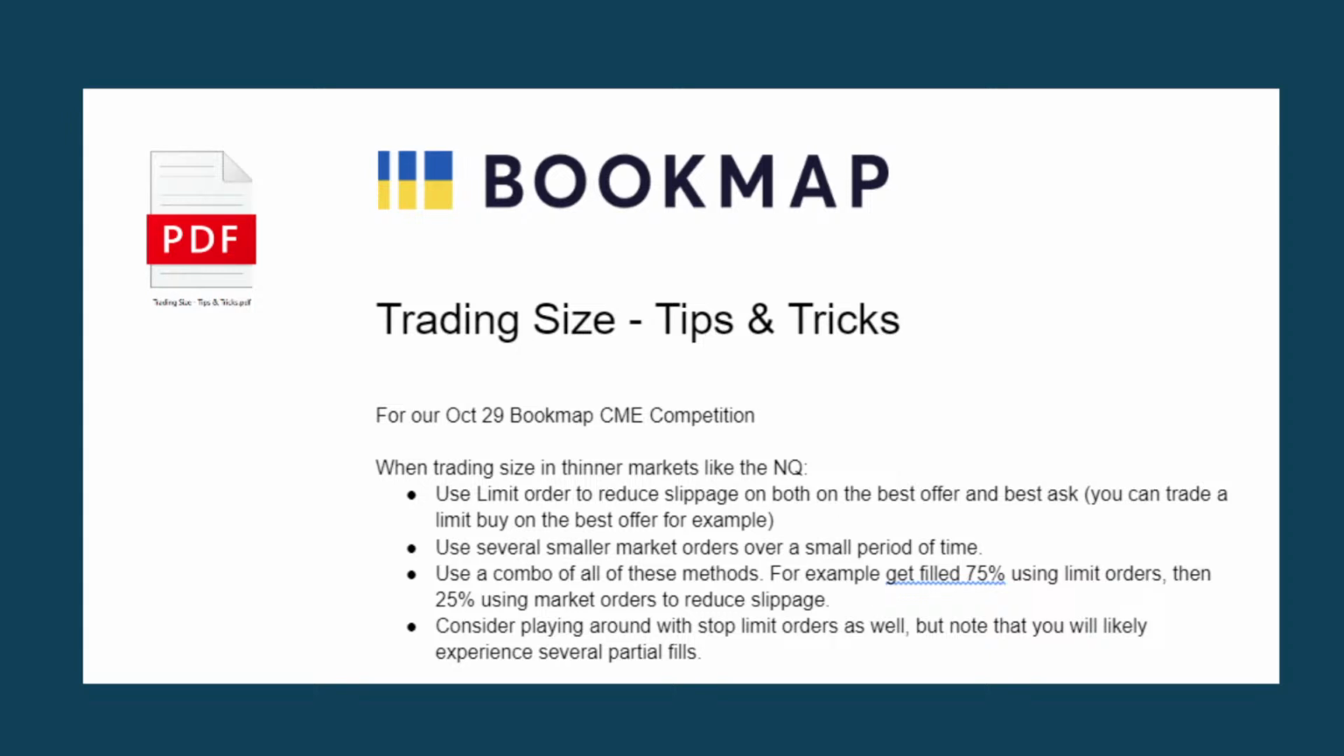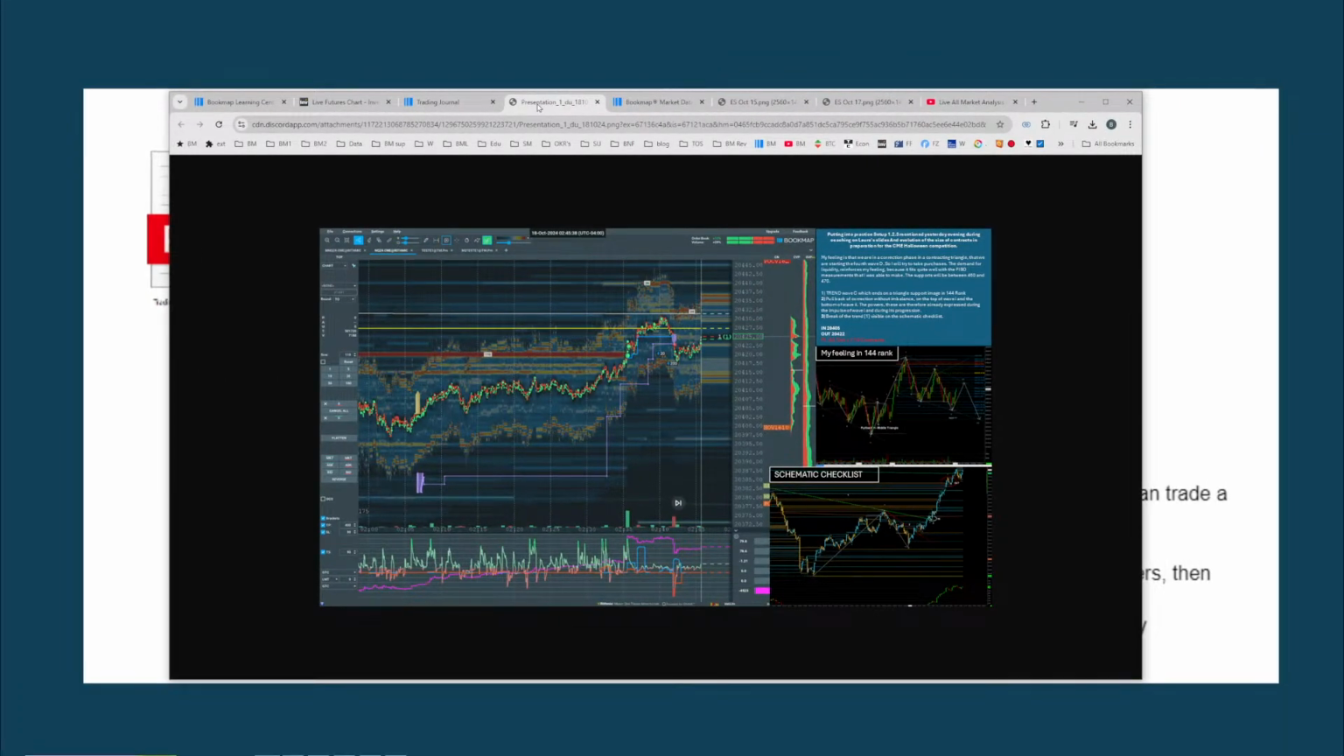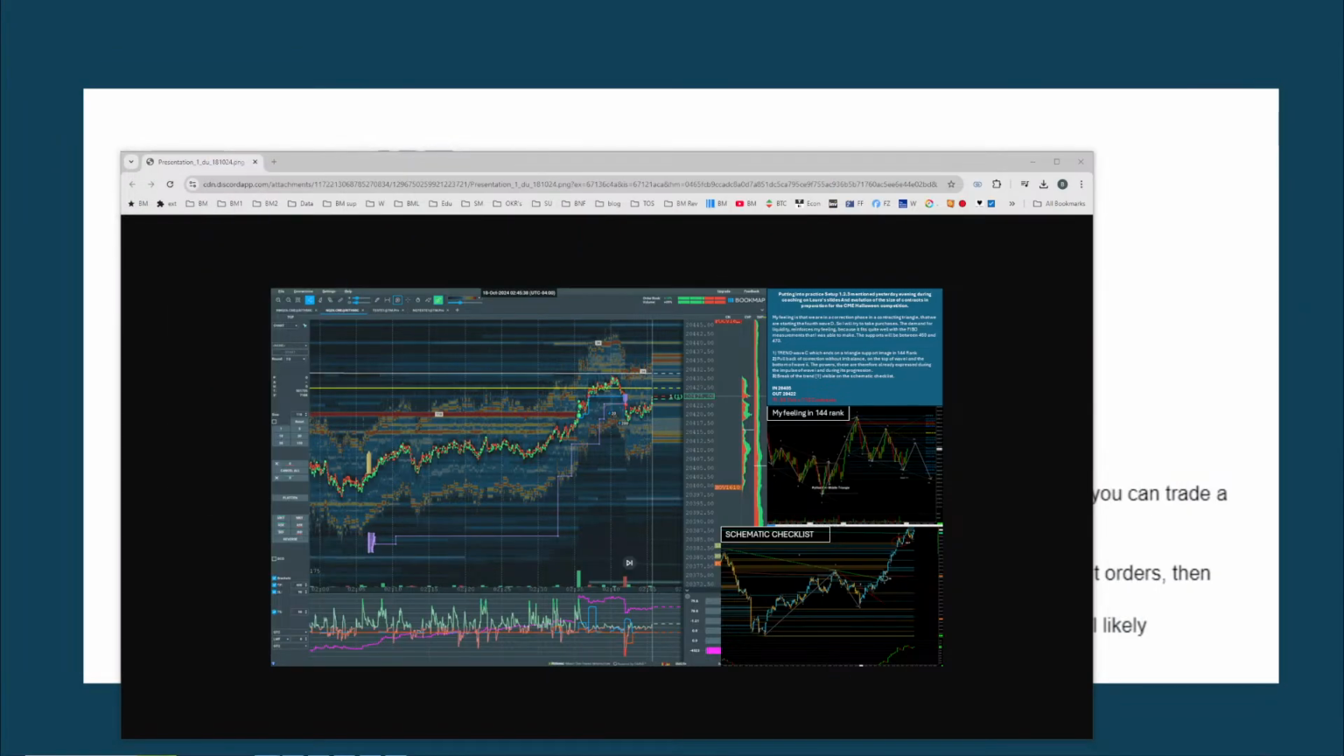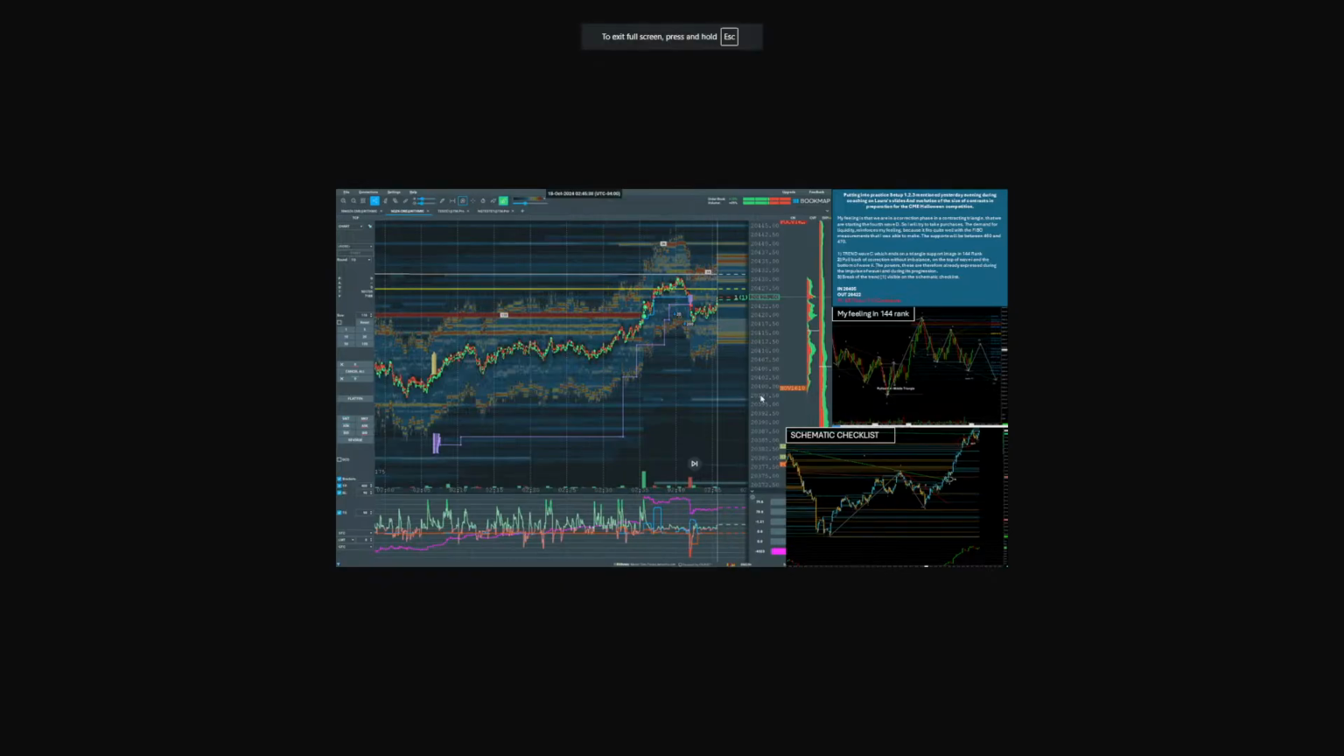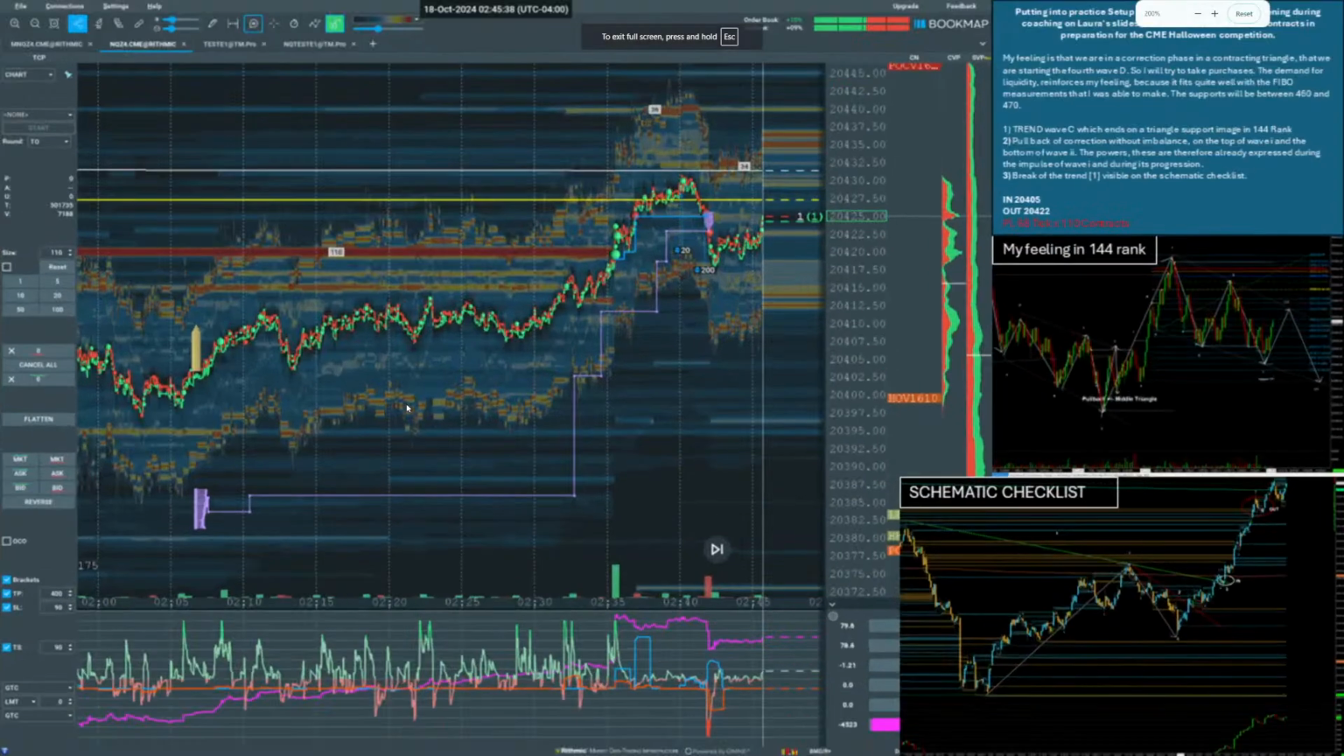On our Discord channel, maybe you guys saw this. It was one of our traders, Christoph. He's kind of new to Bookmap, and it's really great to see what he's doing. He's trading the NQ. He's trading size. Okay, this is what happened to him.